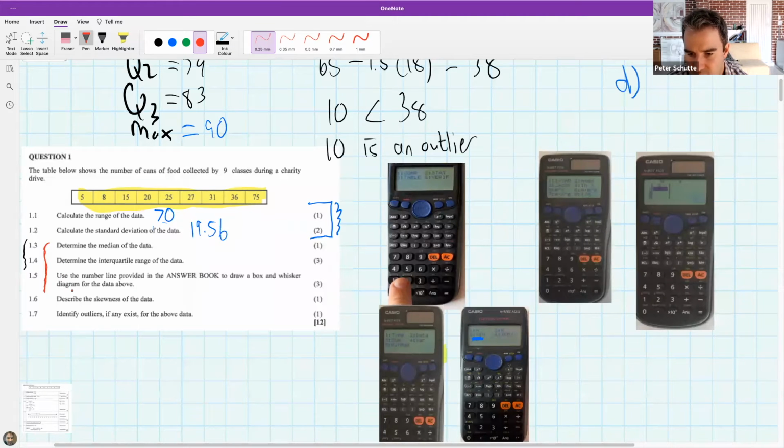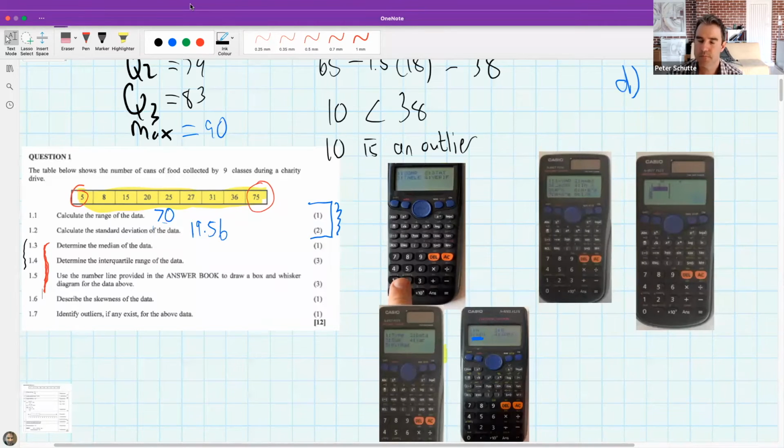So Katlego asked, how did I get the range? Katlego, I looked for the biggest value, which was 75, and the smallest value, and I subtracted them. Then I got the range. Yes, Renew, that's perfect. Okay, so let's see if we can get the median and the interquartile range. In fact, let's try and do the rest of this question, but initially 1.3 to 1.5 is what we want to do.